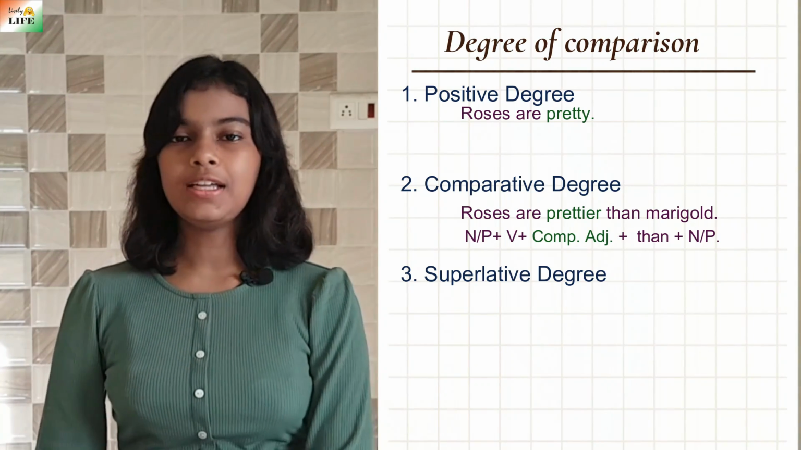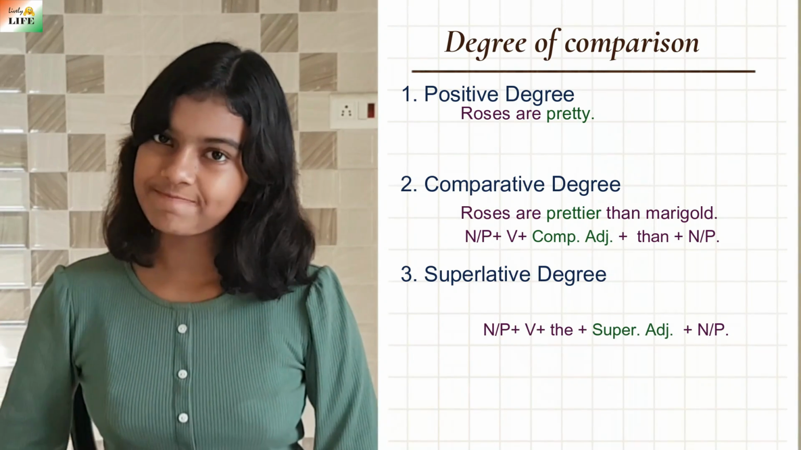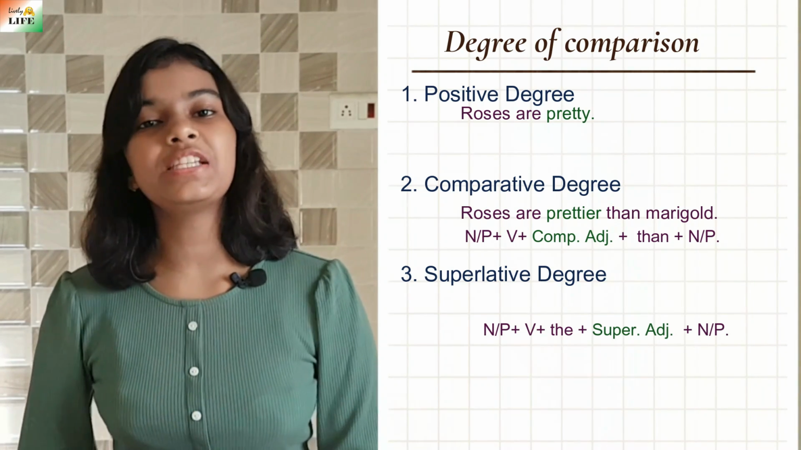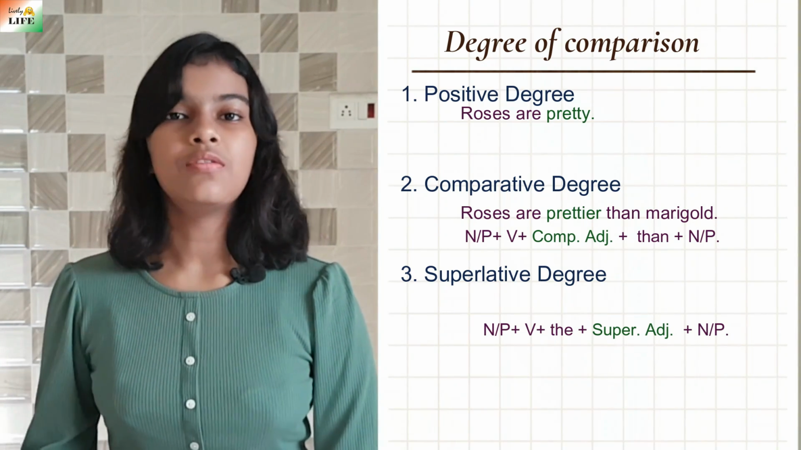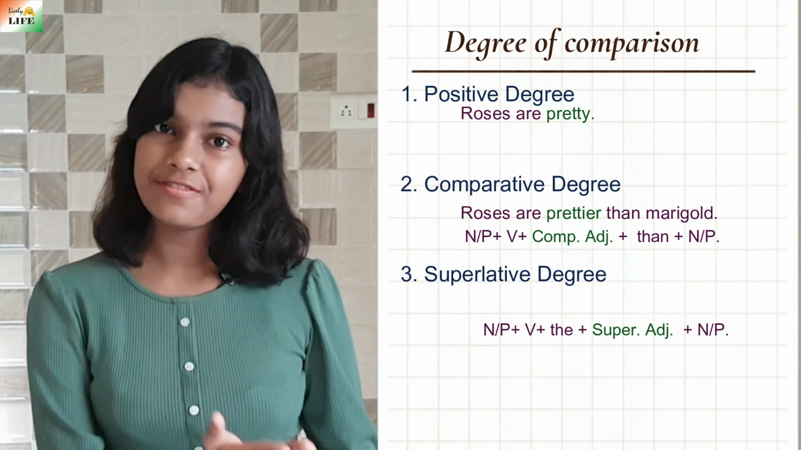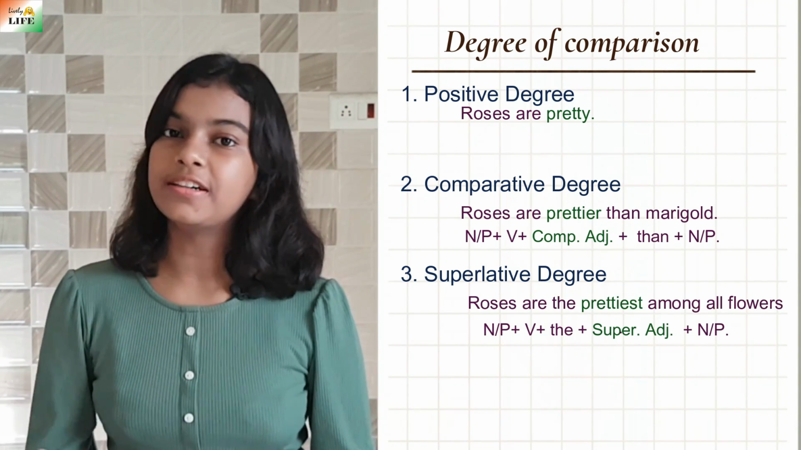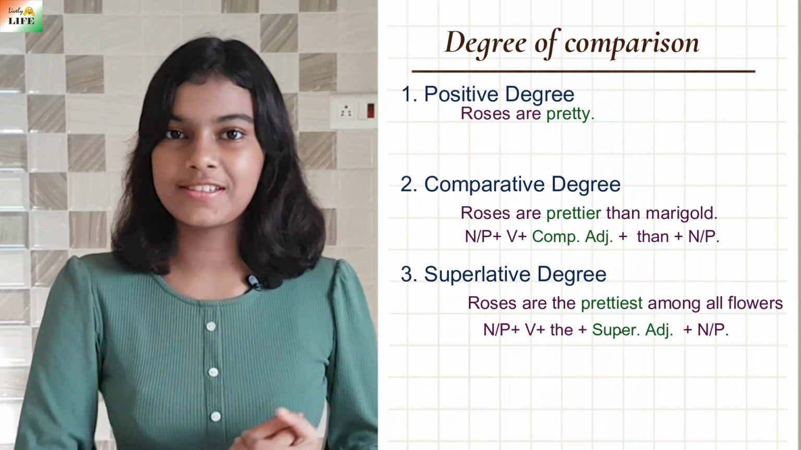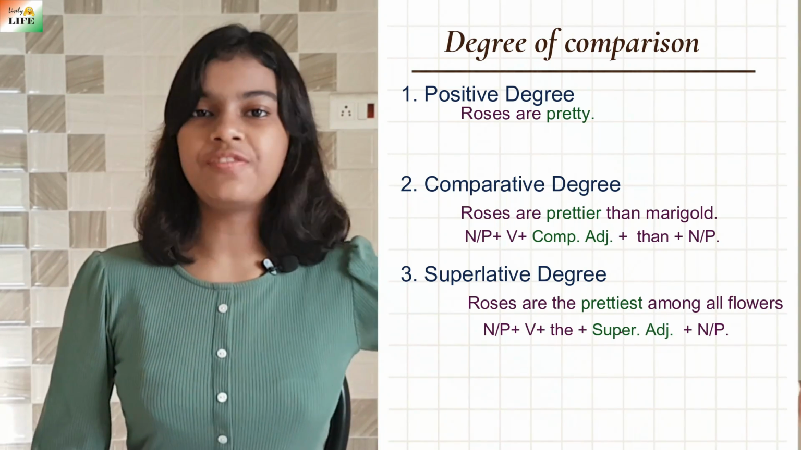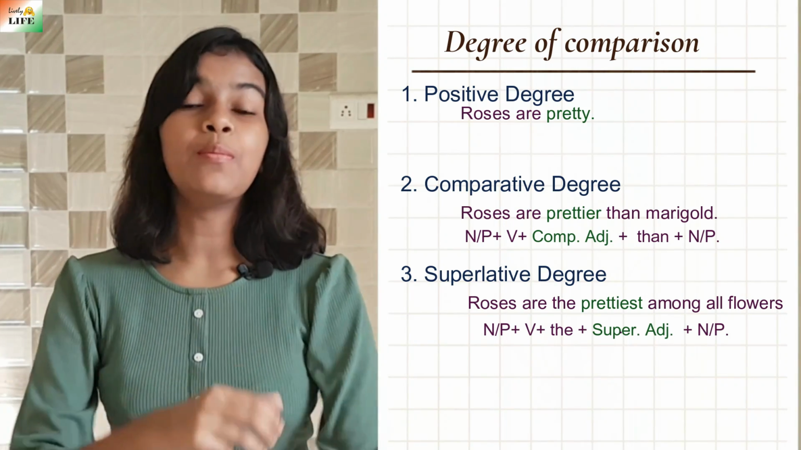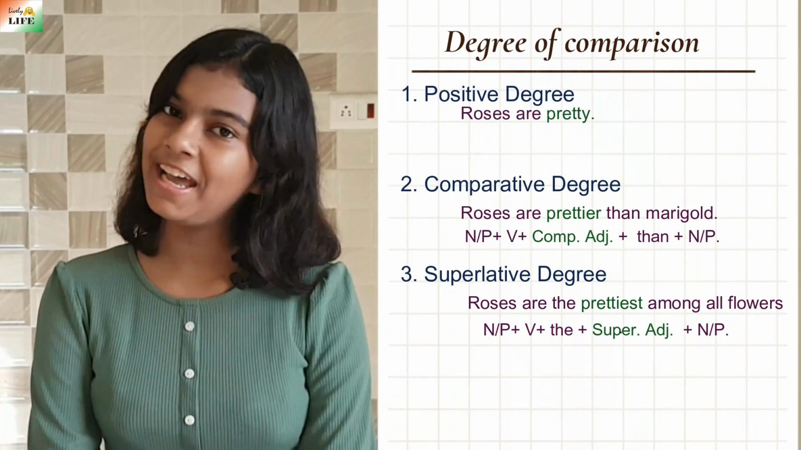So this is the sentence structure. Now the superlative one. The first two are the same, I mean the first noun, the second noun. Then after the first noun we use verb. Then the. Remember, before superlative adjectives, it is mandatory to use the article the. So, noun, verb, the, superlative adjective, then the object. Let me give you an example. Roses are the prettiest among all flowers. Roses are the prettiest, the superlative form of the adjective, among all flowers. Here, how many flowers are we comparing? More than two, right? Many different flowers, all flowers. So here we use the superlative form of the adjective.